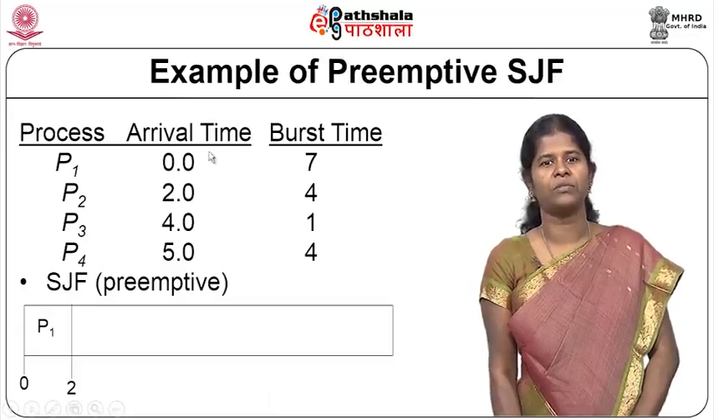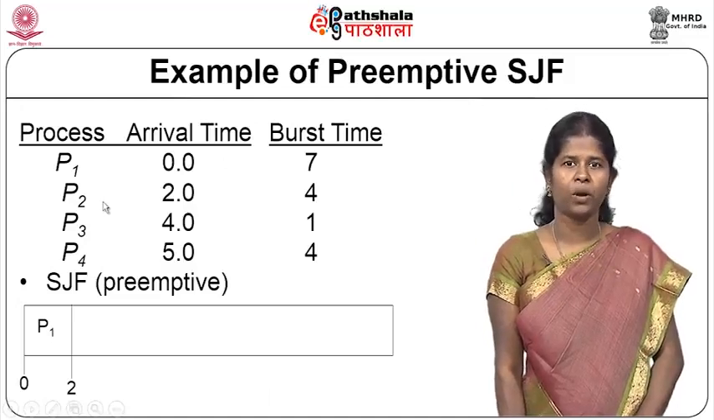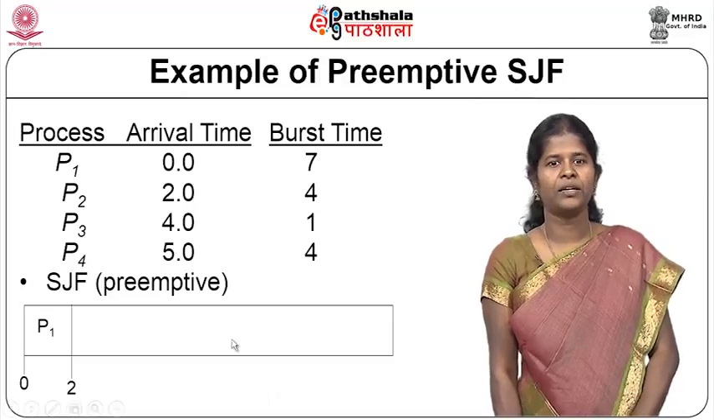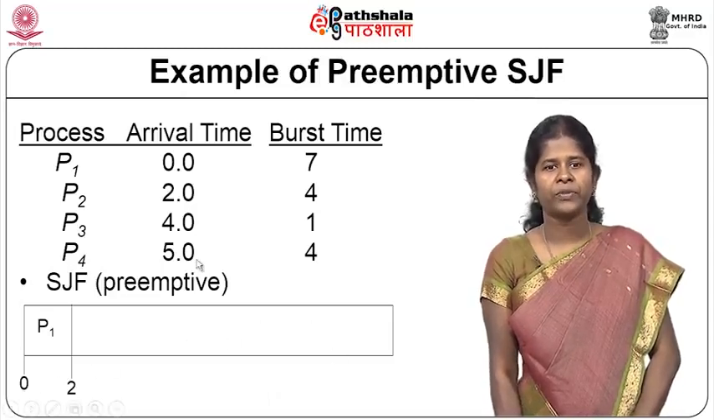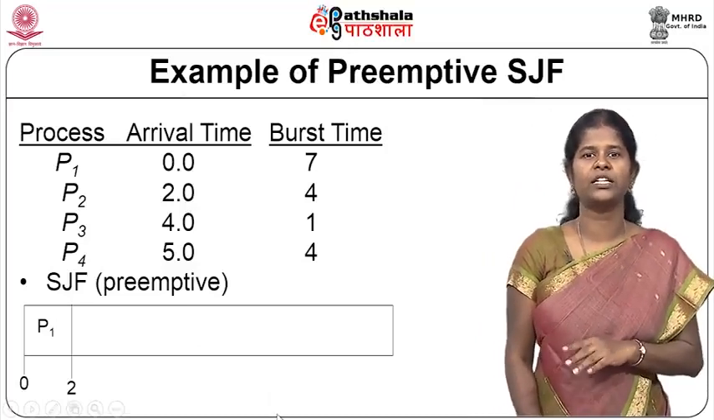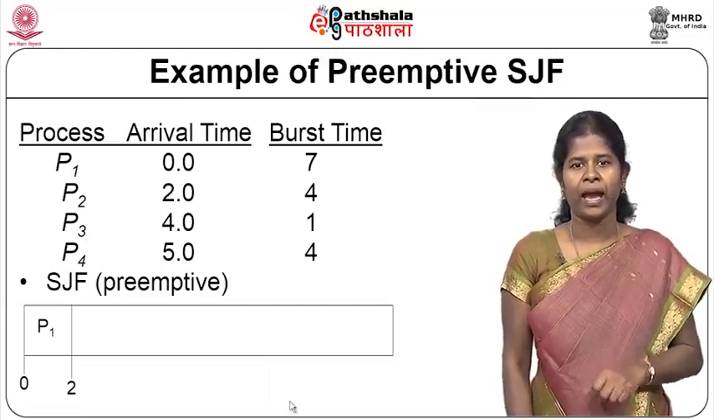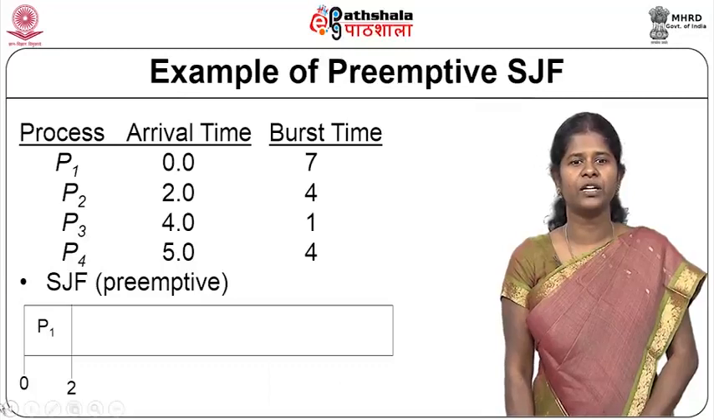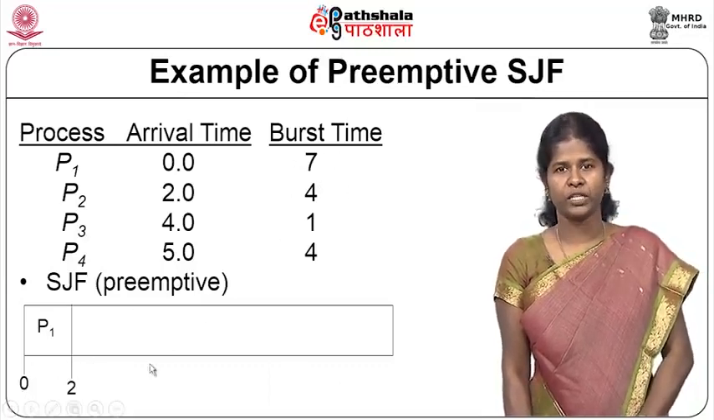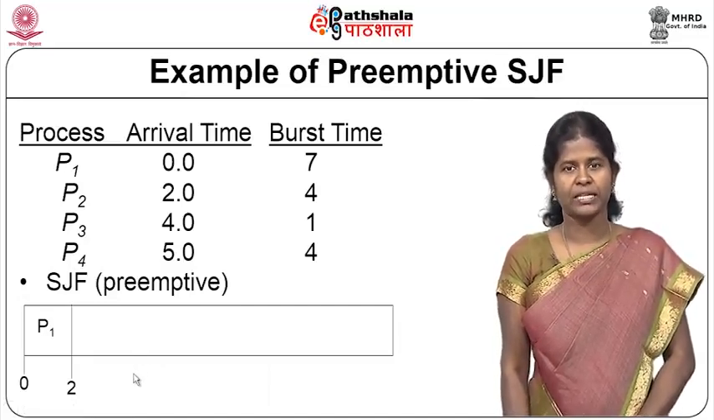Initially at time t equal to 0, there is only one process, that is process P1. So, that process P1 will naturally be given the CPU, and it will be running for 2 milliseconds, and at time t equal to 2, we see that another process arrives, that is process P2, which has got a burst time of 4 milliseconds, and this process P1 has finished only 2 milliseconds of its 7 milliseconds burst time. It has to finish totally 7 milliseconds, but it has finished 2 milliseconds now.